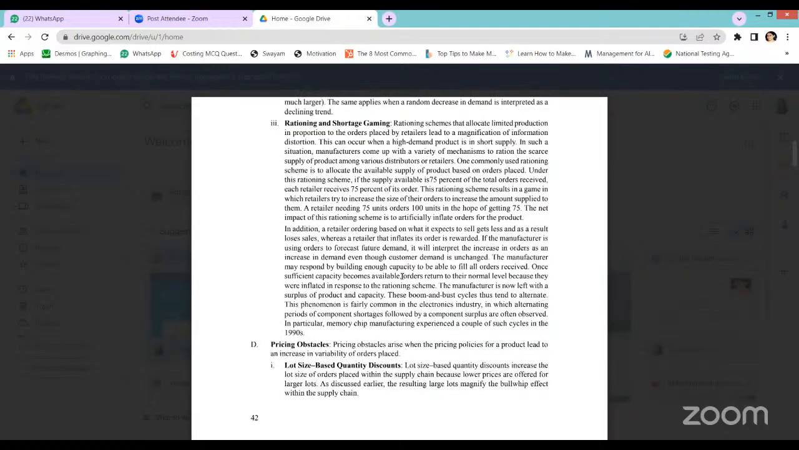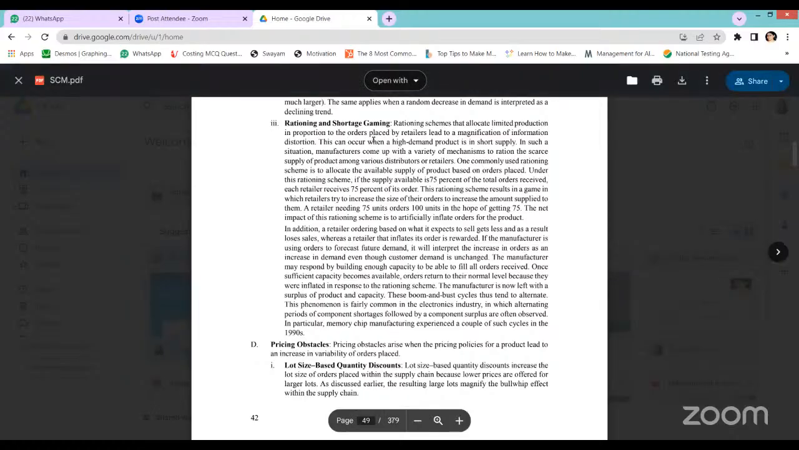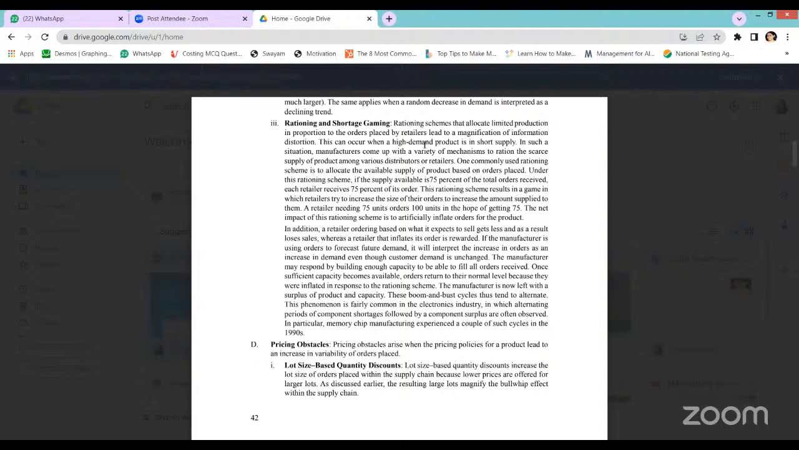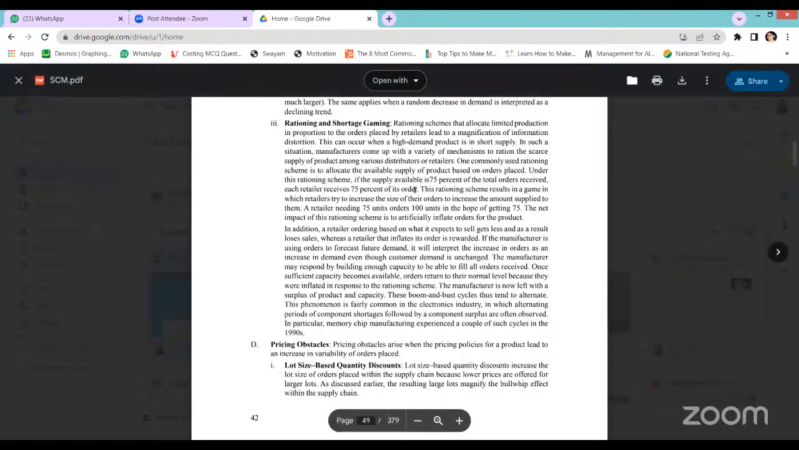Rationing and shortage gaming. We often see that they either generously supply or sometimes create a shortage of the availability of goods. This again leads to problems, right? So those are the operational obstacles. The next one is pricing obstacles.